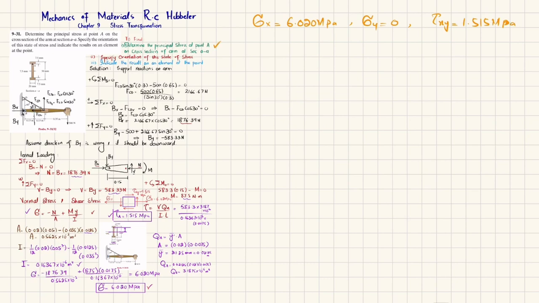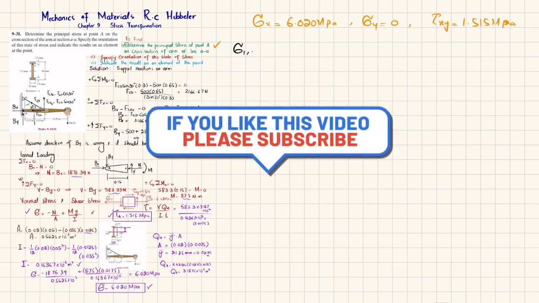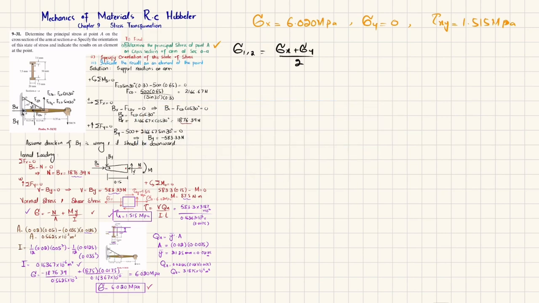So we know that the principal stresses, sigma 1 comma sigma 2, in combined form you can write it like this. It is equal to sigma x plus sigma y divided by 2, plus minus the square root of sigma x minus sigma y divided by 2 whole square plus tau of xy square. Clear? So just put the values in this formula.